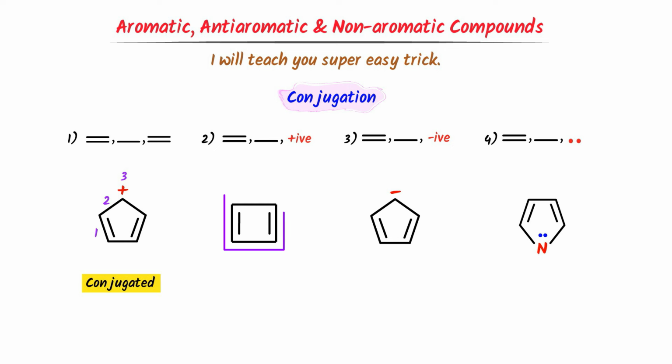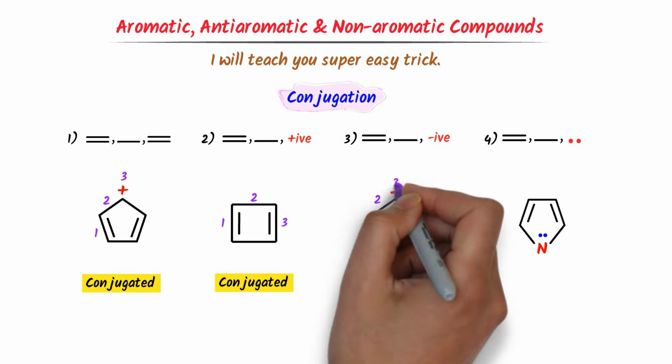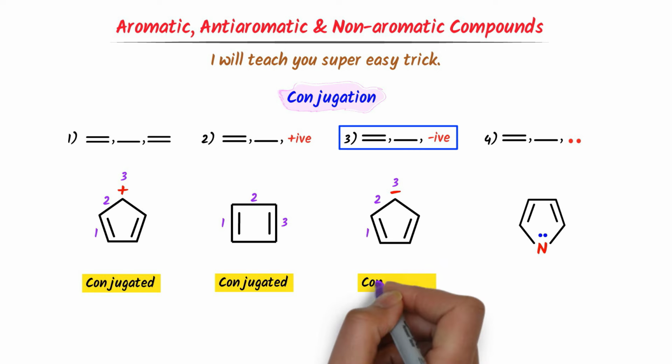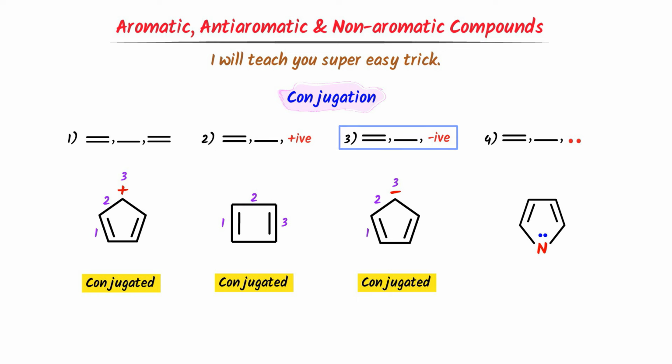Secondly, in case of this organic compound, we can see that it contains double bond, single bond and double bond. I write 1, 2, 3. This organic compound follows the first rule, so it is a conjugated organic compound. Thirdly, in this organic compound, we can see that there is a double bond, single bond and a negative charge. I write 1, 2, 3. This organic compound follows the third rule, so it is a conjugated organic compound.